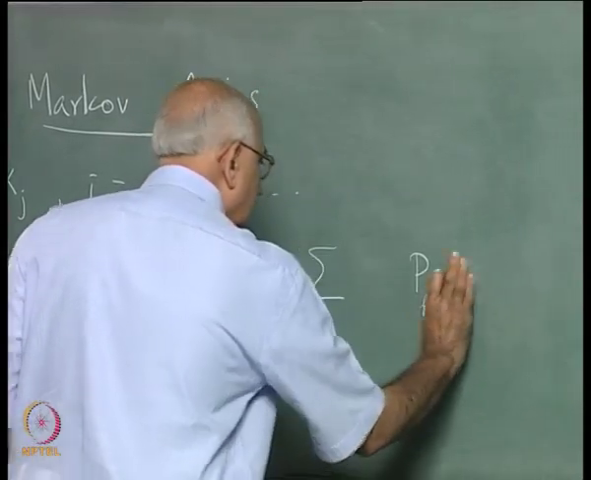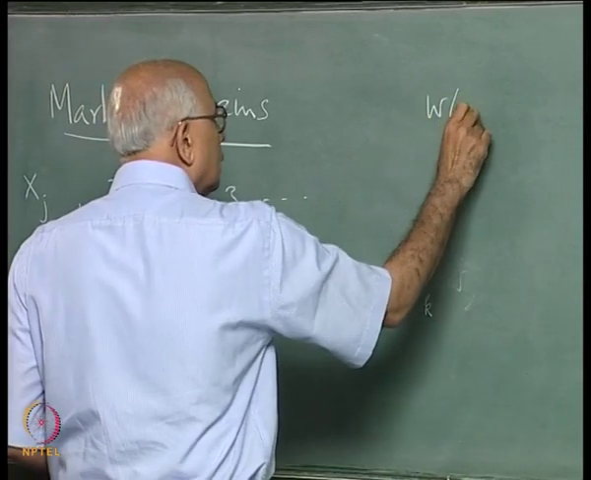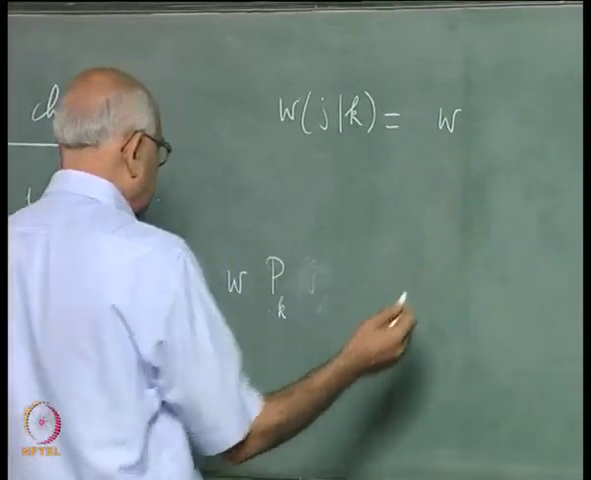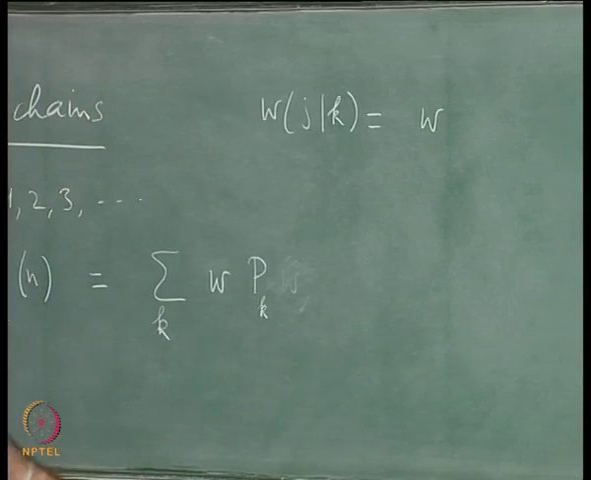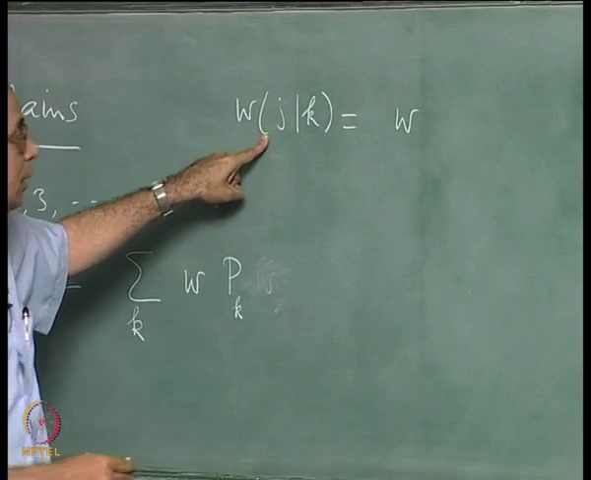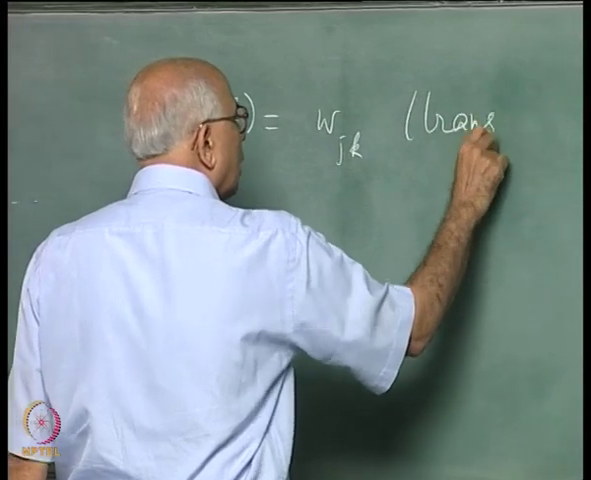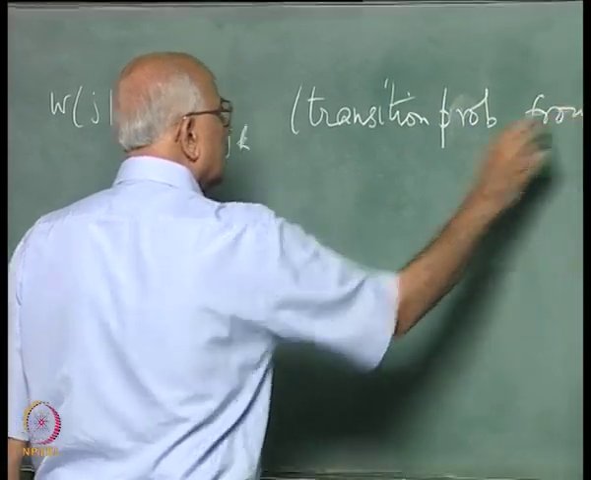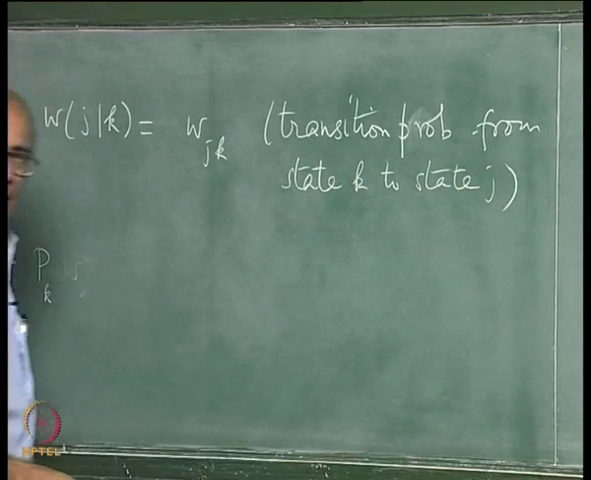I'm not sure how I wrote this the last time. I wrote this as w j k or k j. This is the initial state and that's the final state. So what did I write this as? J k. Oh, I just wrote it in the same order. Transition probability from state k to state j. So that was my definition.